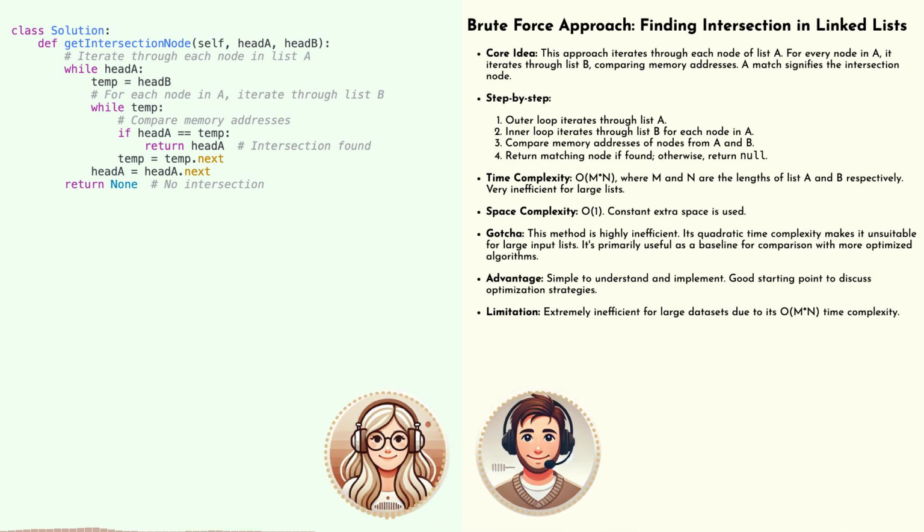Yep. And this is where it gets a little tricky. We're not just comparing the data in the nodes. We're looking for the actual same node in memory. So two nodes could have the same data, but they're different entities in memory. Exactly. We're not just matching data, we're matching the physical location where these lists come together. We're comparing memory addresses.